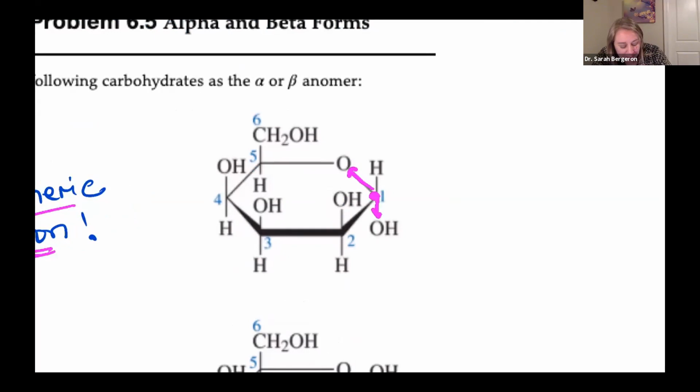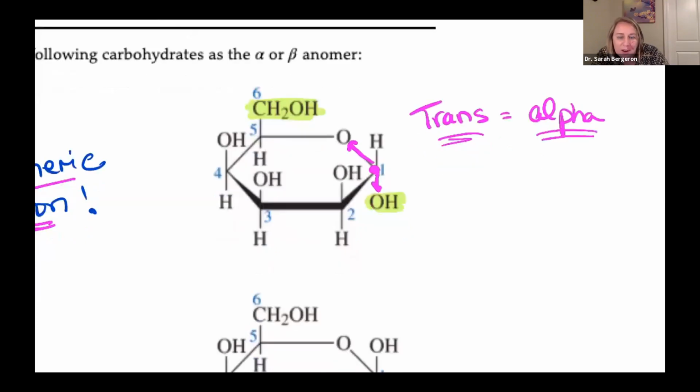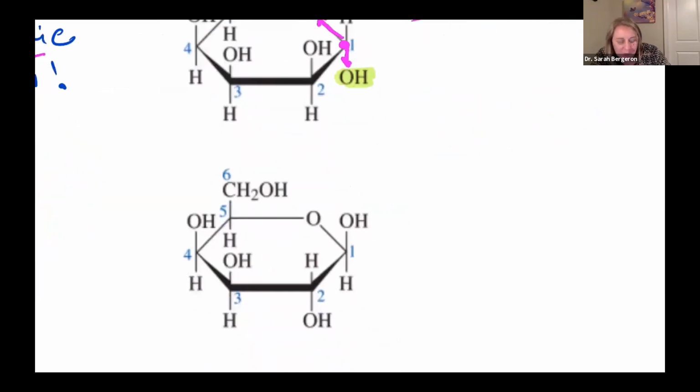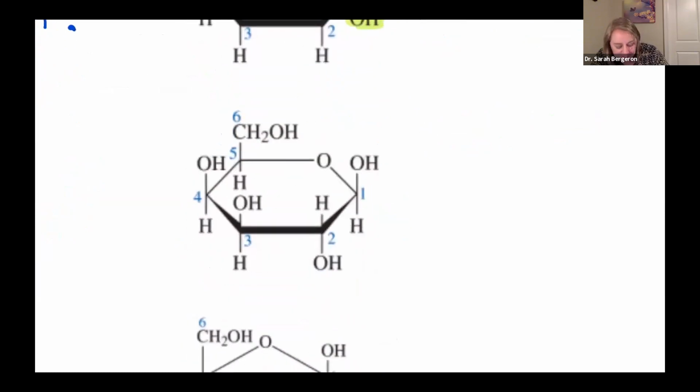So if I compare my two, I have my hydroxyl group down below, I have carbon 6 up above. So if they are opposite, that means they are trans, and trans is telling us in this case that it is going to be alpha. So you just got to remember trans and alpha. All right, now find your anomeric carbon.